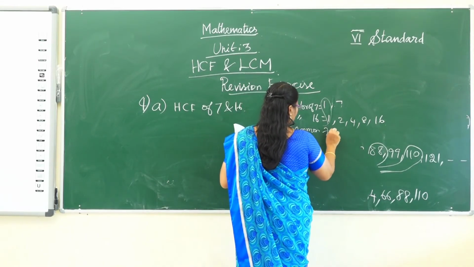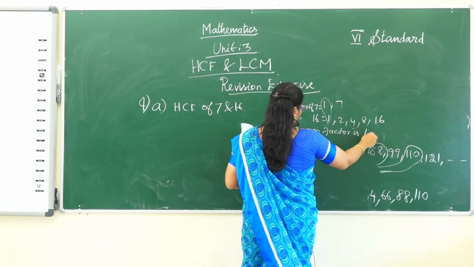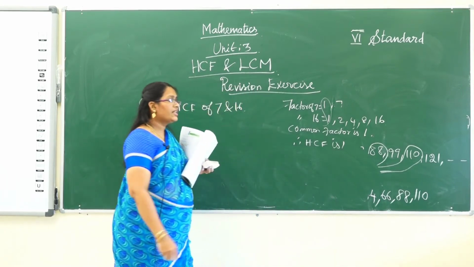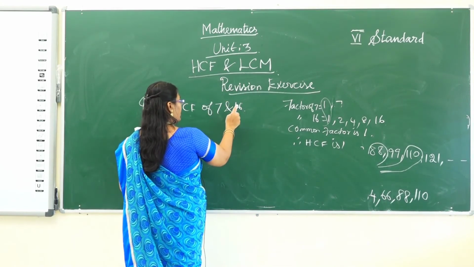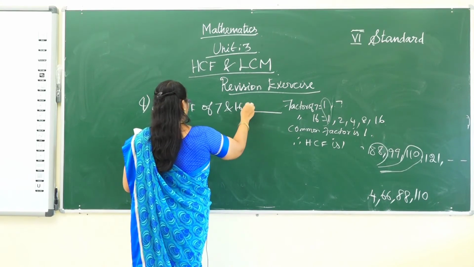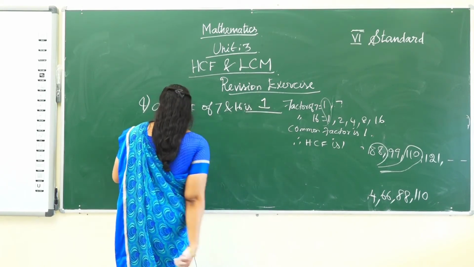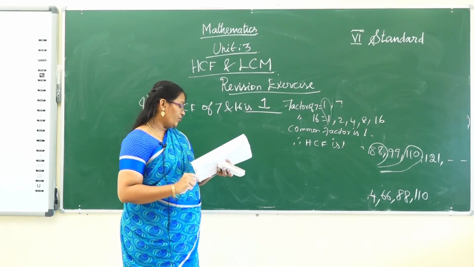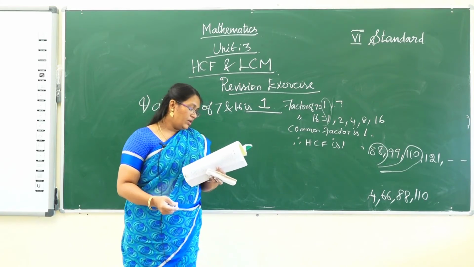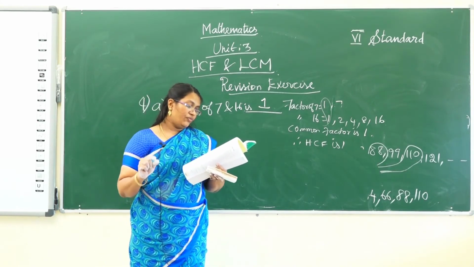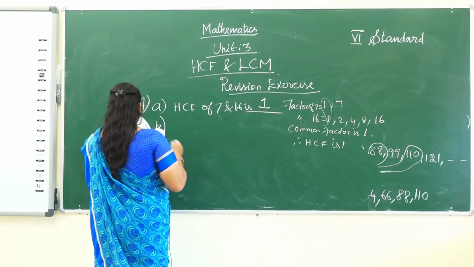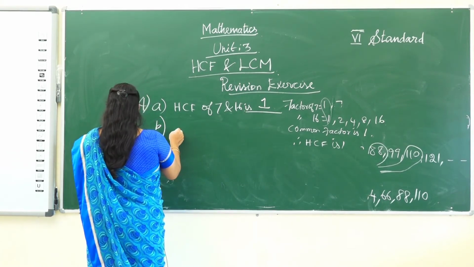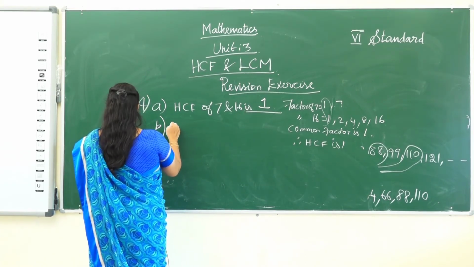Common factor is 1. Therefore HCF is 1. So HCF of 7 and 16 is 1. And B problem: a number is a dash of each of its factors. Given the choices, the answer is the second one, multiples.